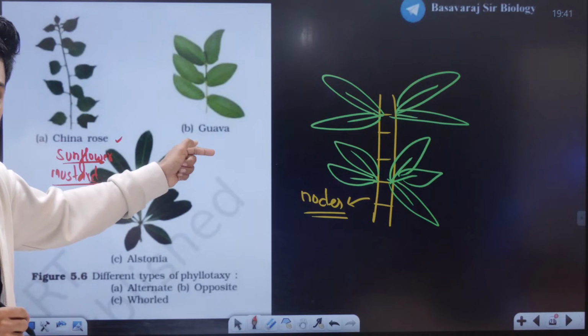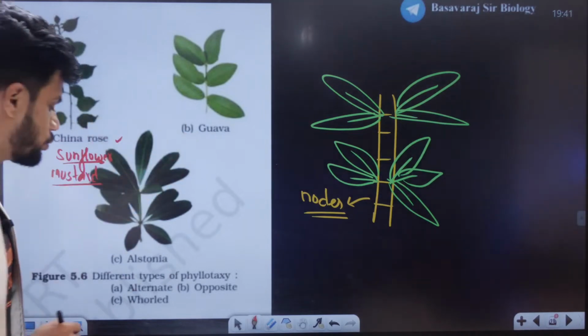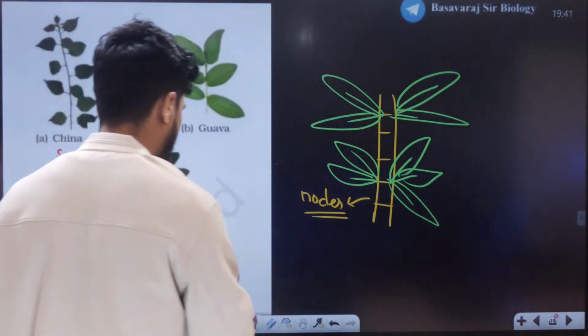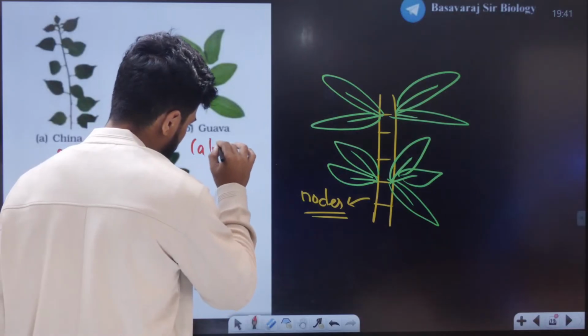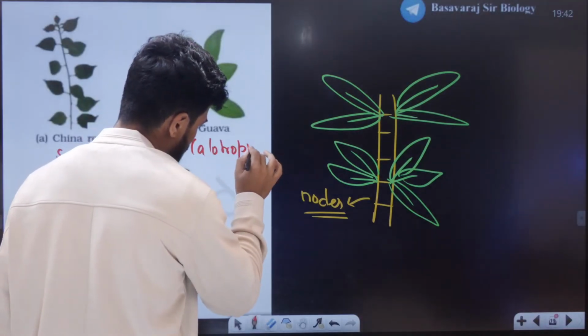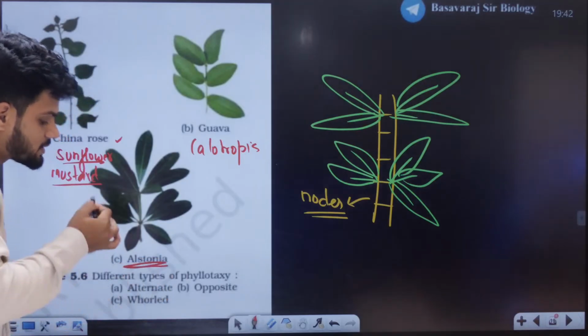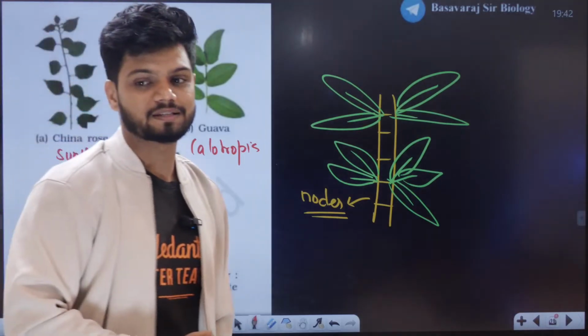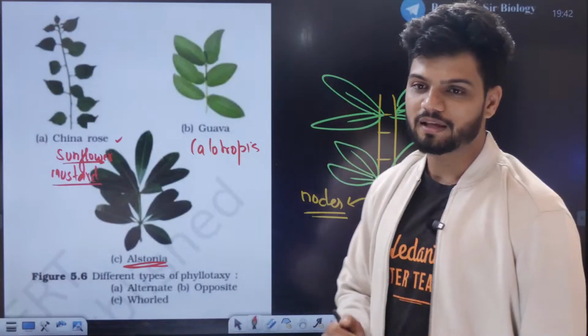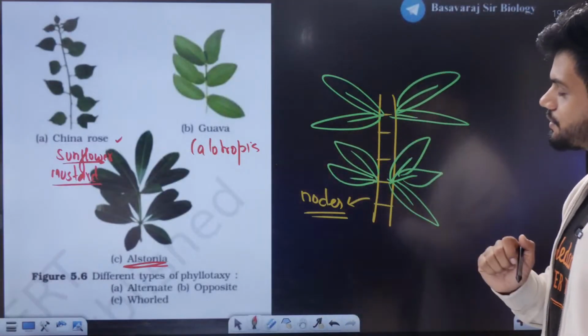Opposite, guava and calotropis. Very simple. Whorled, only a single example, that is Alstonia. Alstonia is a simple example of whorled phyllotaxy. So I believe all the bot army is able to answer all this.